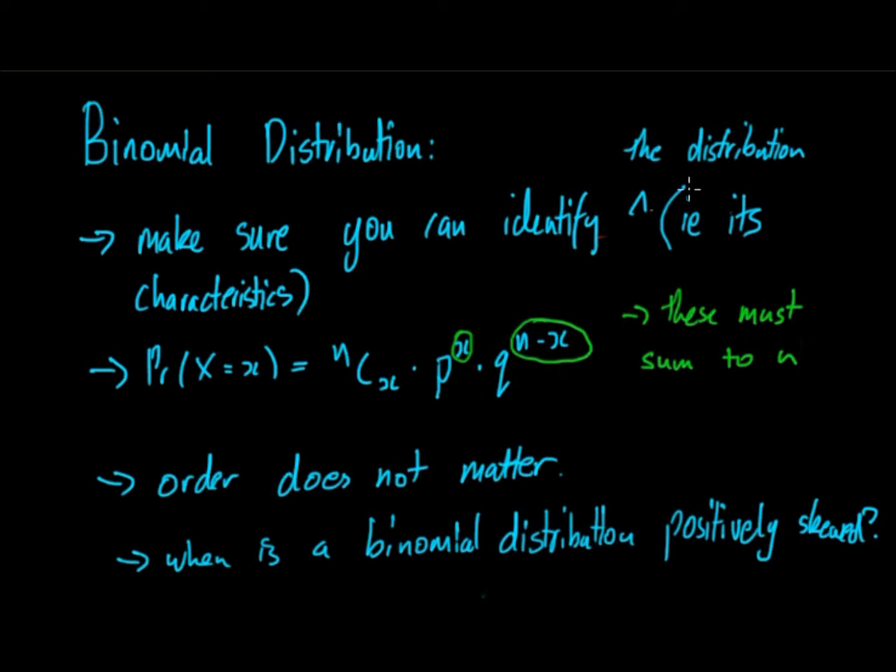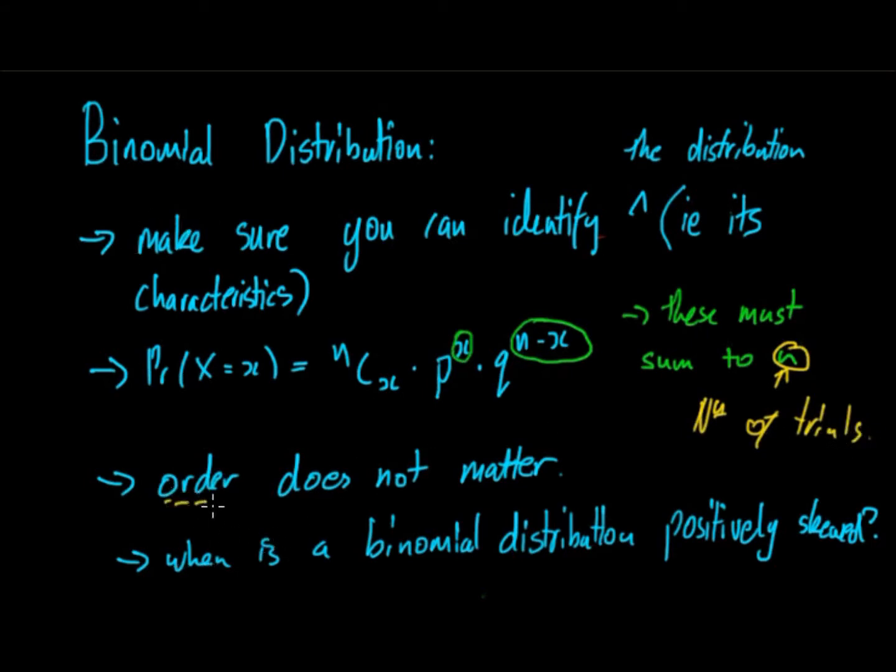So make sure you can identify the distribution, i.e. know its characteristics, know it has two outcomes, be able to tell if it is a binomial, and if it is, then you can use the particular formulas in calculating the different probabilities. Know the formula. The probability of x equals nCx. The important thing to remember is that x and n minus x must sum to n, which is the number of trials. For the binomial distribution, the order does not matter.